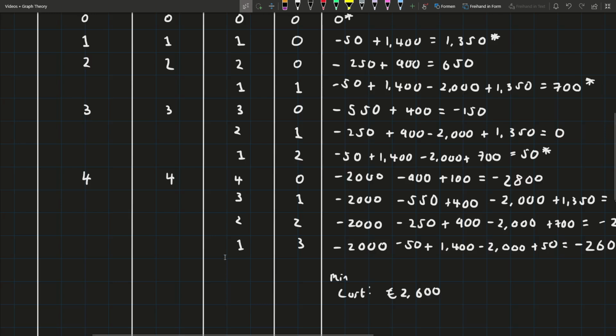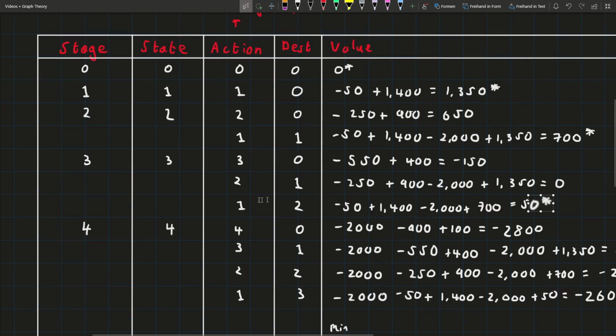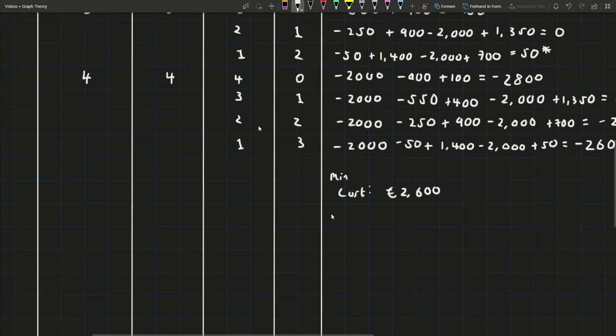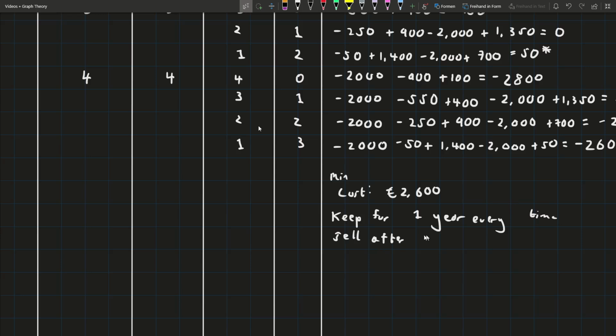What's the strategy? Well, we kept it for 1 year and we have 3 years left. Then the optimal value here was keep it for 1 year, and we had 2 years left. The optimal value here is keep it for 1 year and then keep it for 1 year. So we basically want to keep it for 1 year every time, or you could say sell after 1 year each time. Anything along those lines, and that's it.